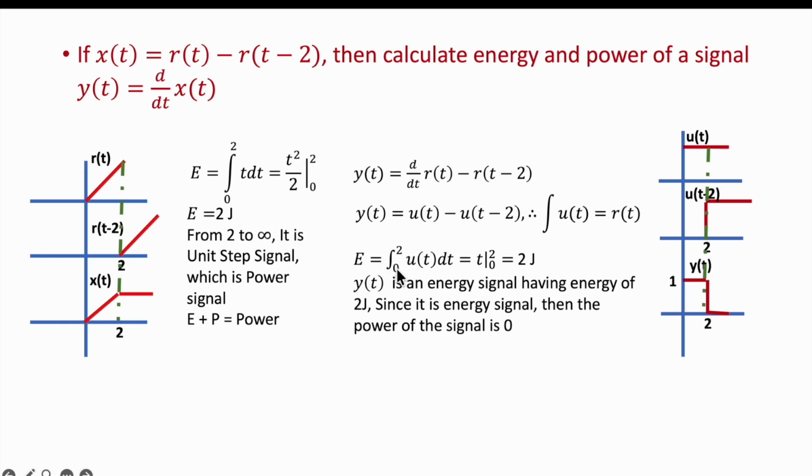The energy of y(t) is equal to, from 0 to 2, the unit step, and the integral of the unit step is t with limits from 0 to 2. If you insert the limits, you will see that the energy is 2 joules. So it means that y(t) is an energy signal having an energy of 2 joules. If it is an energy signal, then we know that the power of the signal is 0.